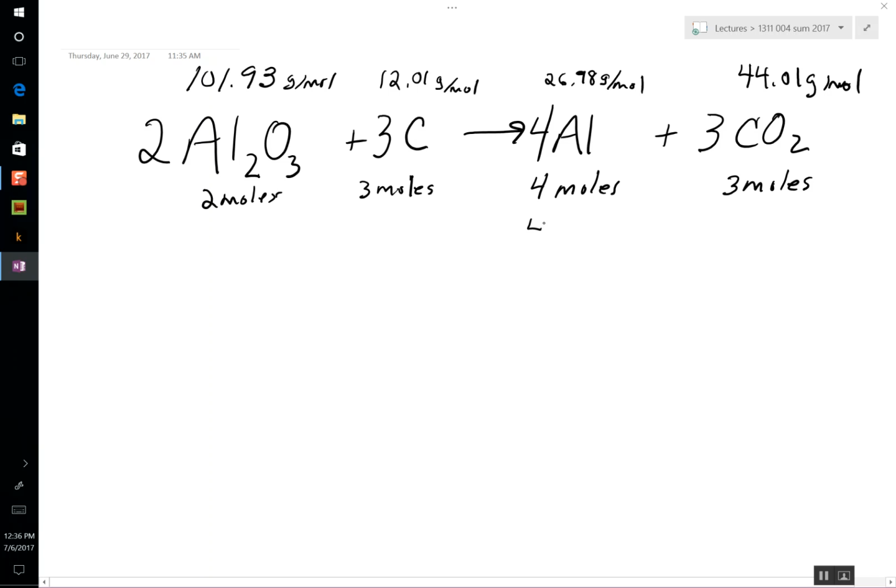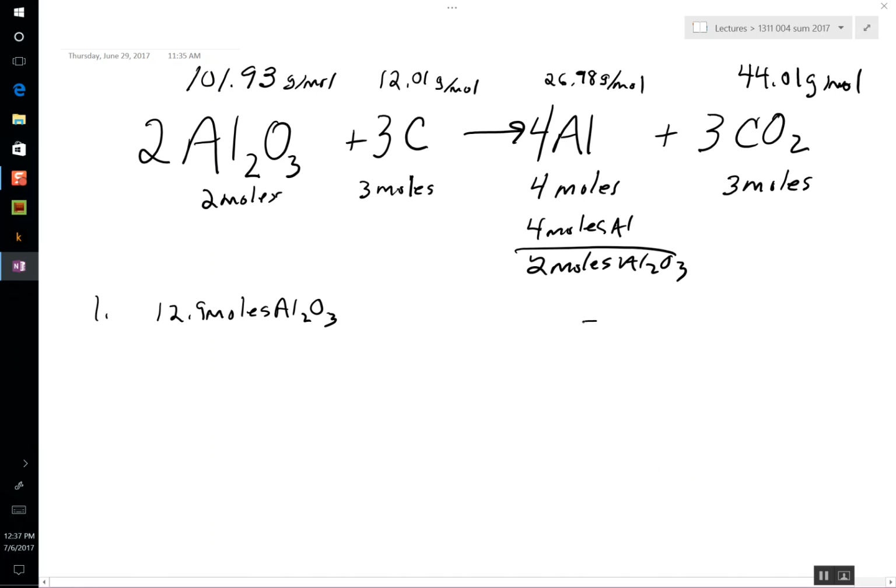So, for example, we know that you get 4 moles of aluminum for every 2 moles of aluminum oxide that react. That's what those coefficients are telling us. There's a 4-to-2 relationship between aluminum and aluminum oxide. So in this first problem type, we have 12.9 moles of aluminum oxide, and we want to know how many moles of aluminum that could produce.